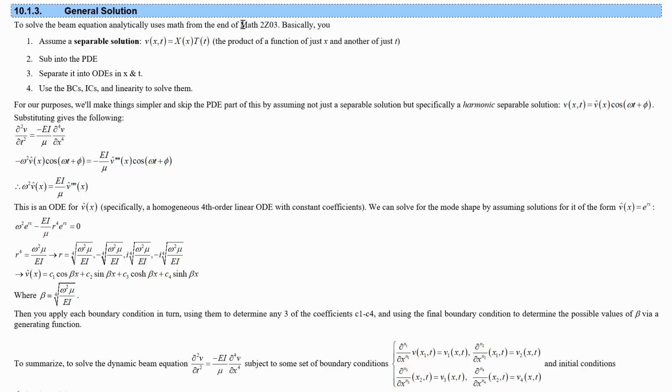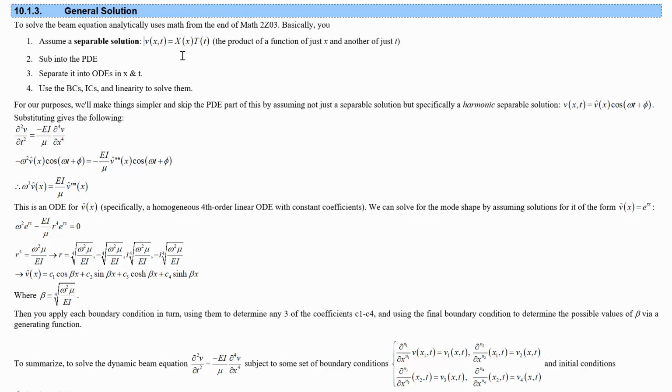Here's how we're going to do this. This uses material from the end of Math 2Z when you do partial differential equation solving. First, you assume a separable solution, one that's just a product of a function only of x and a function only of time, only of position and only of time. There's no reason that this should necessarily be the solution, but because it's a differential equation, we can start this way, find a solution, and then if we can find an infinite number of solutions like that, we can just form the general solution by adding them all together and get all kinds of flexibility that way.